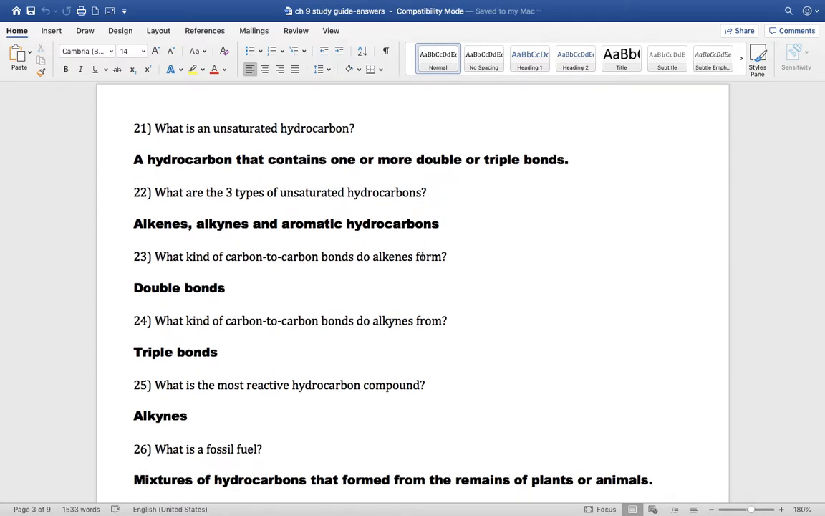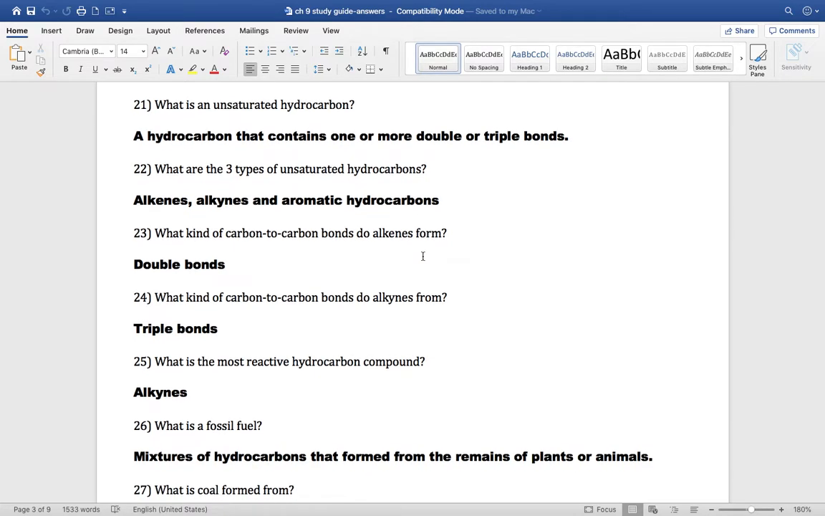21, what's an unsaturated hydrocarbon? It's a hydrocarbon that contains 1 or more double or triple bonds. So unsaturated means that they have to have at least 1 double or triple bond. 22, what are the 3 types of unsaturated hydrocarbons? Alkenes, alkynes, and aromatic hydrocarbons. Number 23, what kind of carbon-to-carbon bonds do alkenes form?